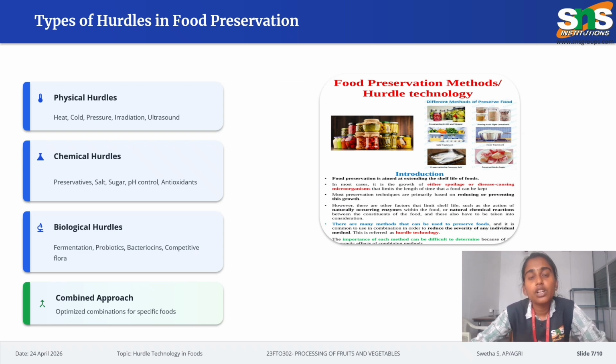As we have already seen, physical hurdles include heat, cold, pressure, irradiation, and ultrasound. Chemical hurdles include preservatives, salt, nitrates, pH control, and antioxidants. Chemical hurdles are generally used a lot in recent days. Biological hurdles include fermentation, probiotics, prebiotics, and competitive flora. At last there is a combined approach. Various scientific research is going on in the combined approach, such as optimized combinations for specific foods.